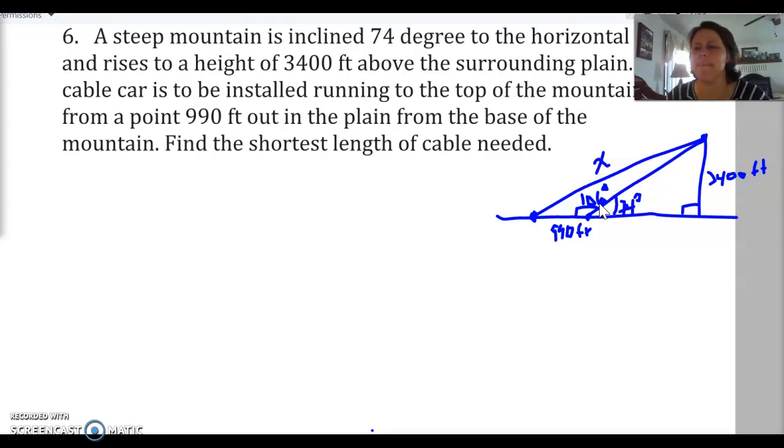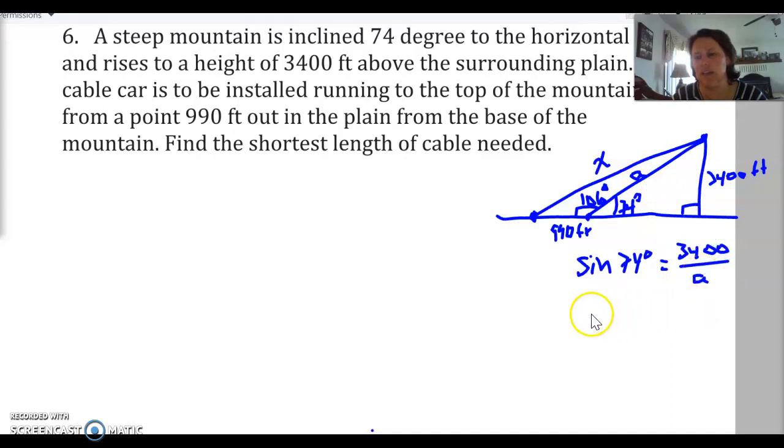Okay, now we can use just the regular sine to find this value. I'll call it A. If I find this value A, then we will be given side, angle, side. And if we have the side-angle-side information, then that is enough information to use our law of cosines to find x. So just using regular sine, sine of 74 degrees is equal to the opposite over the hypotenuse, which is 3,400 over A.